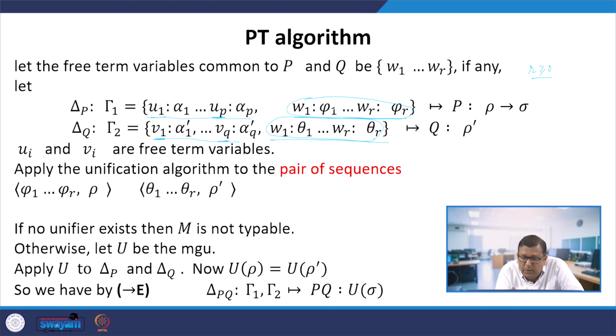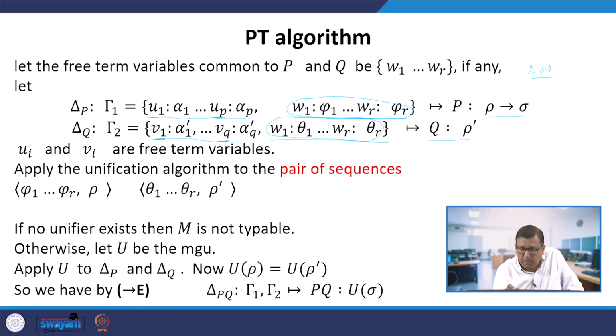Here it is phi 1, here it is phi r, here it is theta 1, theta r, because these are independent. So we have obtained this. Now P has type rho arrow sigma and Q has type rho prime. Now what we have to do? We have to apply the unification algorithm.